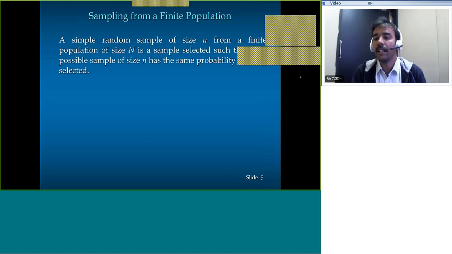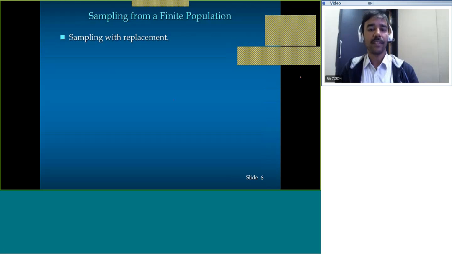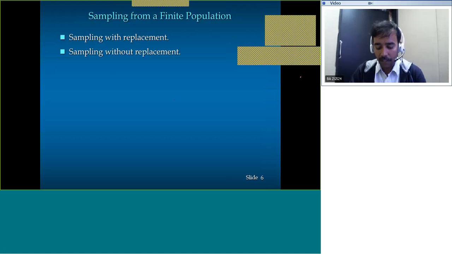So I'll repeat that. If you want to draw a sample of size small n from a finite population of size capital N, then every unit of the population has an equal chance of being included in the sample. This is known as sampling from a finite population. In sampling from a finite population, you have two more concepts to study. One is sampling with replacement, the other is sampling without replacement.